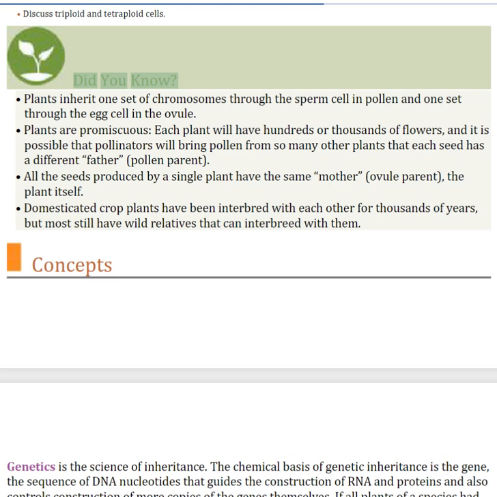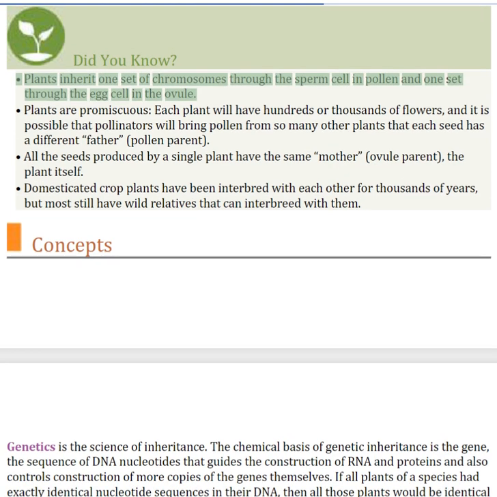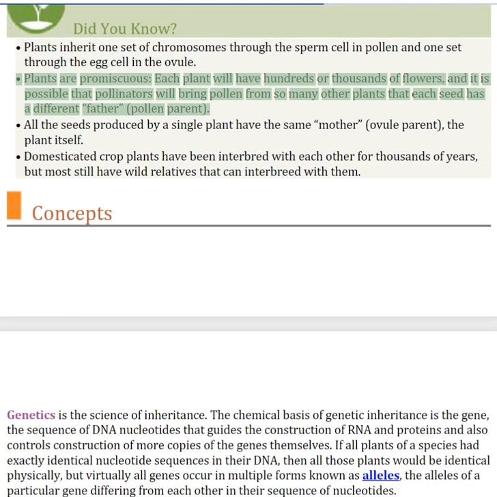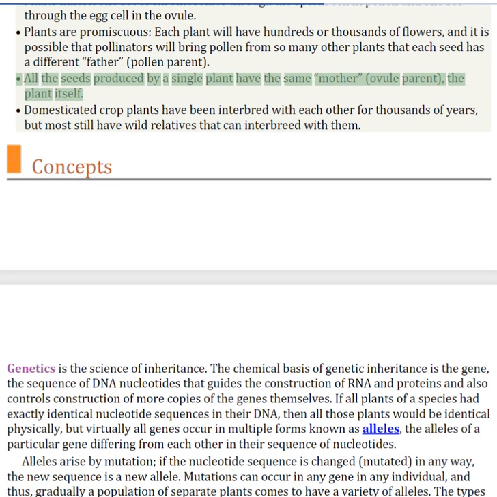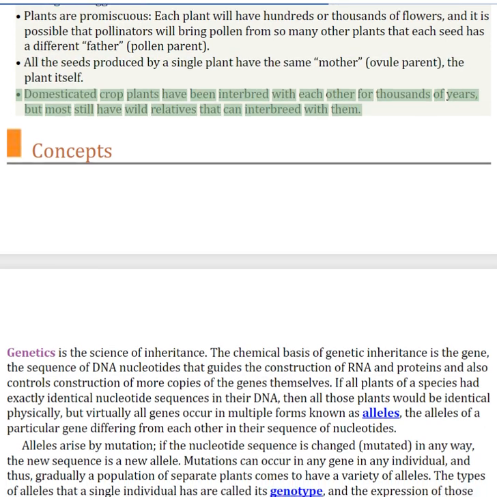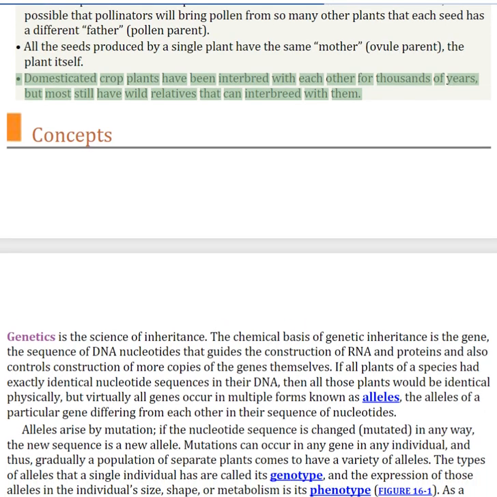Did you know? Plants inherit one set of chromosomes through the sperm cell in pollen and one set through the egg cell in the ovule. Plants are promiscuous. Each plant will have hundreds or thousands of flowers, and it is possible that pollinators will bring pollen from so many other plants that each seed has a different father. All the seeds produced by a single plant have the same mother, the plant itself. Domesticated crop plants have been interbred with each other for thousands of years, but most still have wild relatives that can interbreed with them.